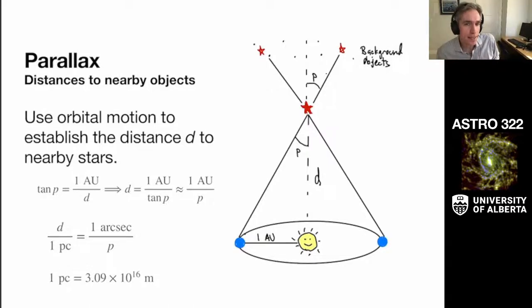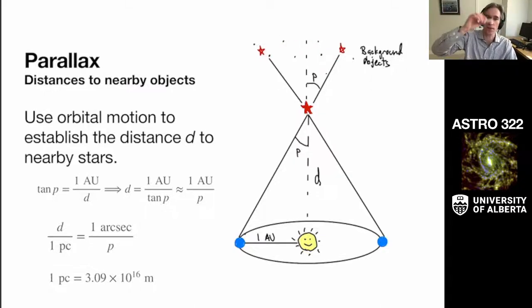The final thing is this notion of parallax. Parallax gives us the distances to nearby objects. We did a quick introduction with the Gaia data, and here we're using this geometric effect from looking at stars on different sides of the Earth's orbit, and we set up this angle geometry here, where we say that the tangent of this angle P, so if we look at the star over the course of the year, it appears to move back and forth on the sky.